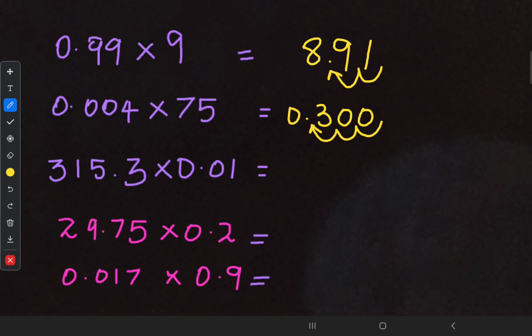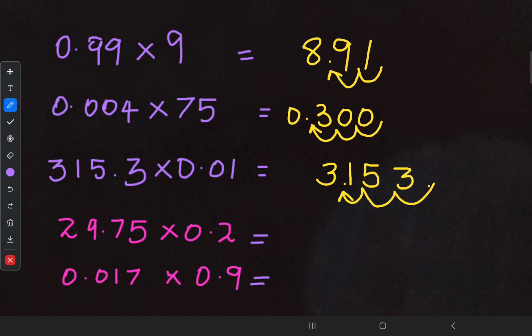Then for your next question, 3153 multiplied by 1. That is the same, 3153. Here only one digit. Here there are 2 digits. So totally 3 digits. You have to place 3 digits before. 1, 2, 3. So that will become 3.153.